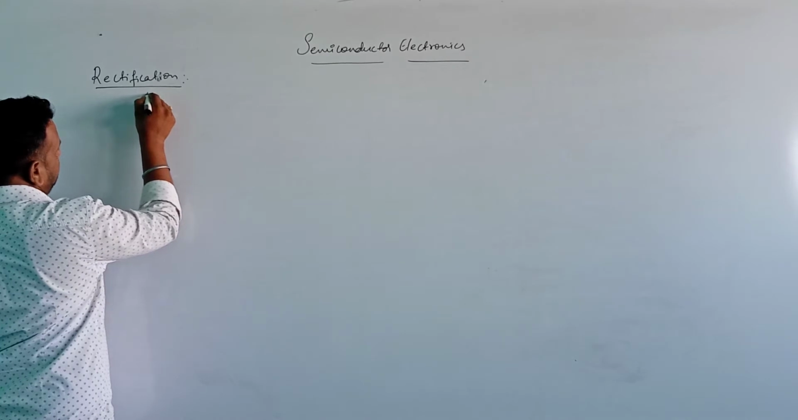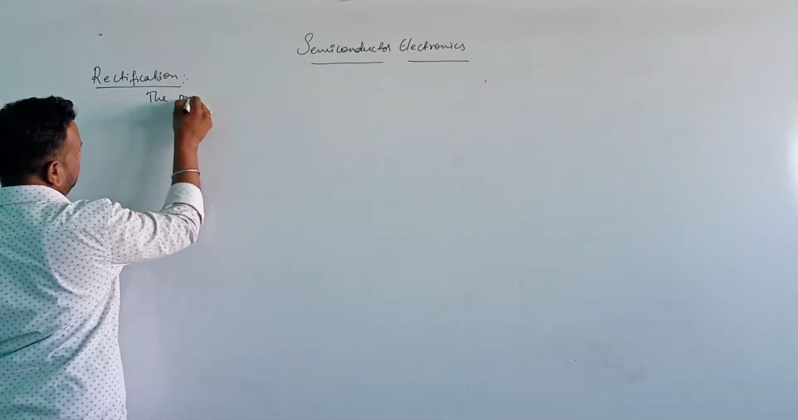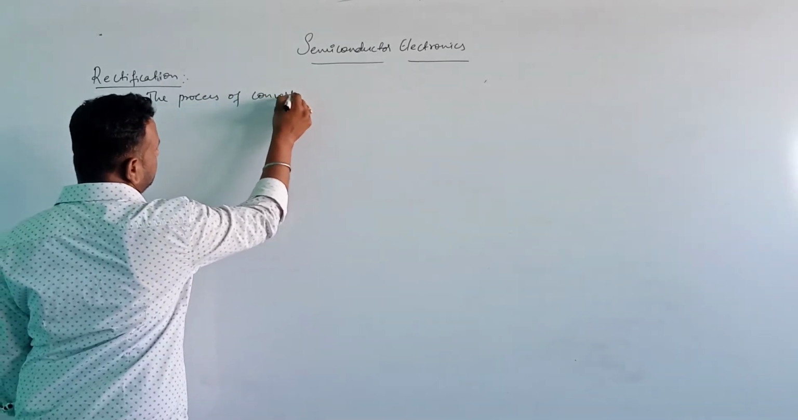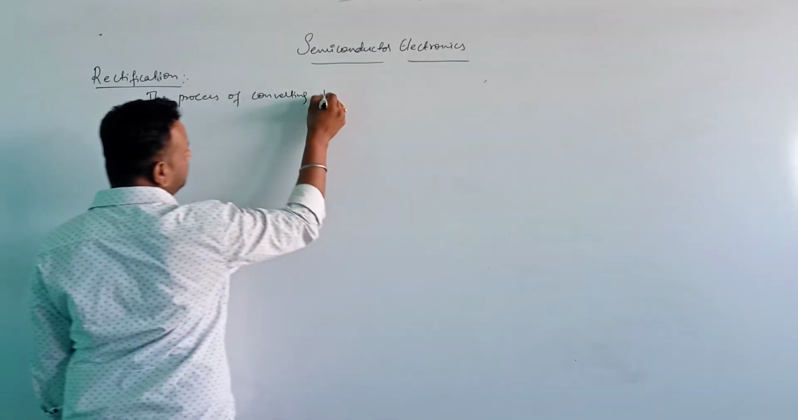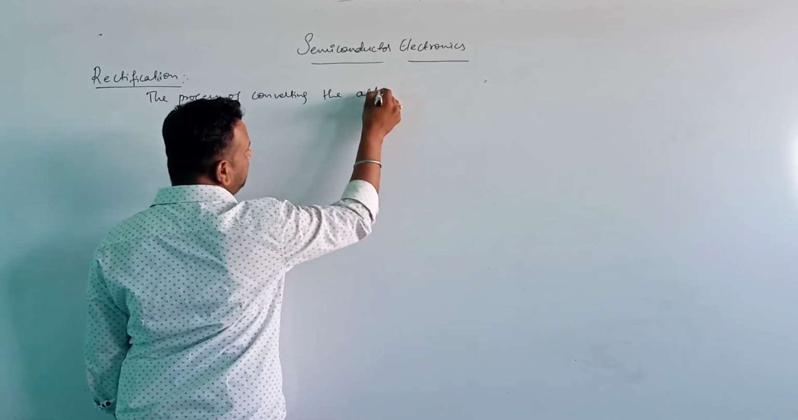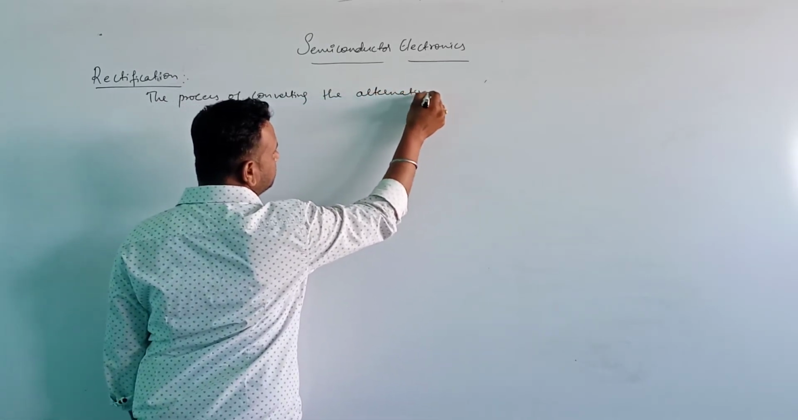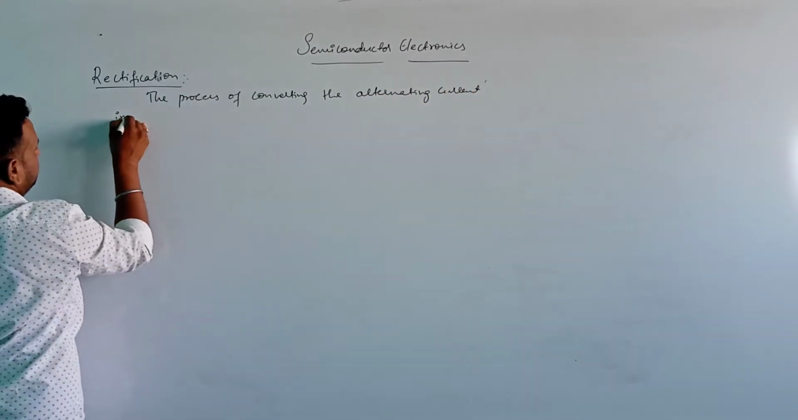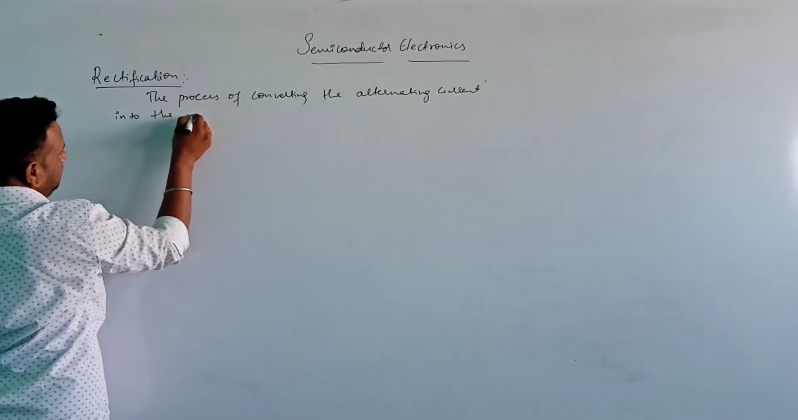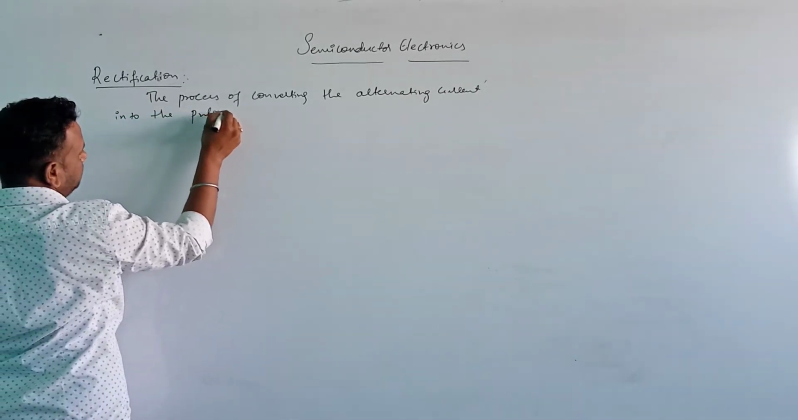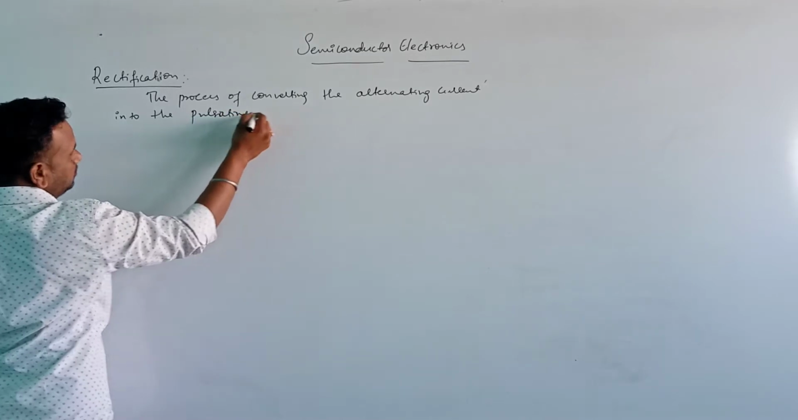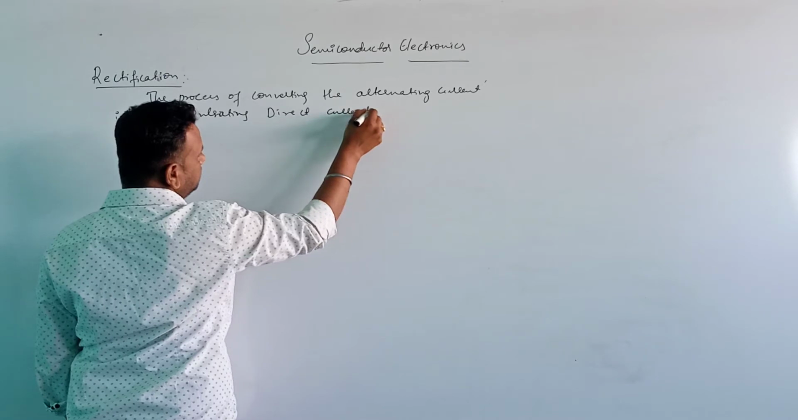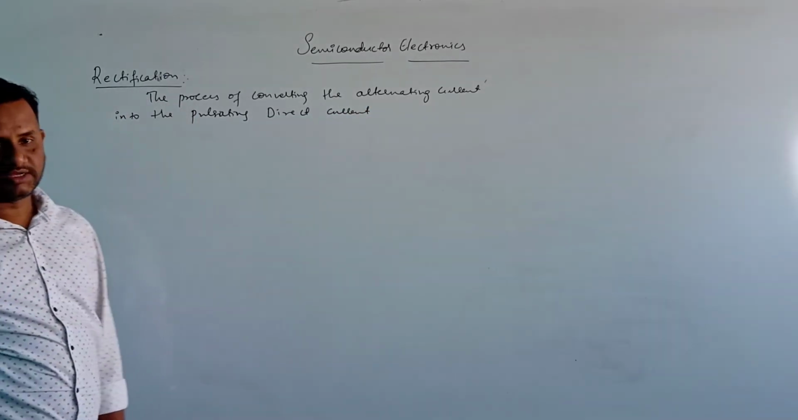Rectification: the process of converting the alternating current into pulsating direct current is called rectification.